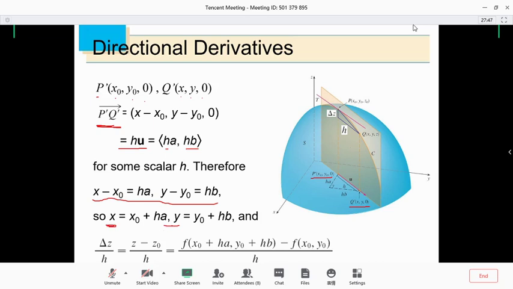Then we can get this one. Delta z divided by h is (z minus z0) divided by h. And z is f(x0 plus ha, y0 plus hb), this point, minus f(x0, y0), this point, divided by h. So here, delta z is the length of this part, and h is the length of this part, and delta z divided by h is the tangent of this angle. If we call this angle alpha, then we have tangent alpha equal to this one.